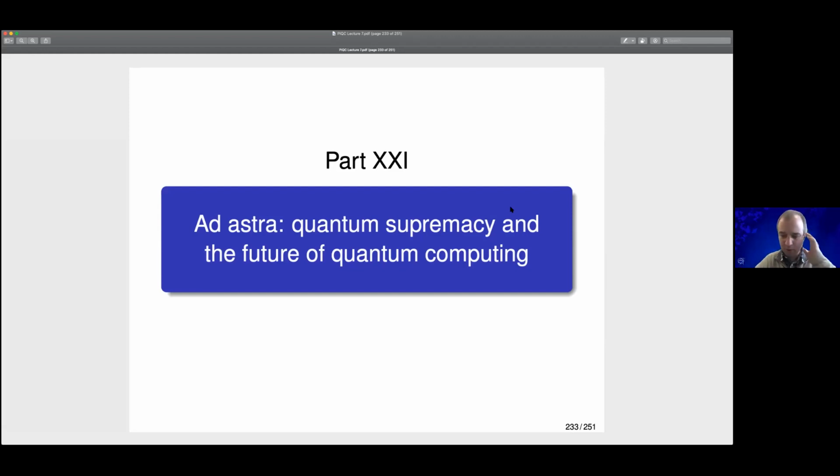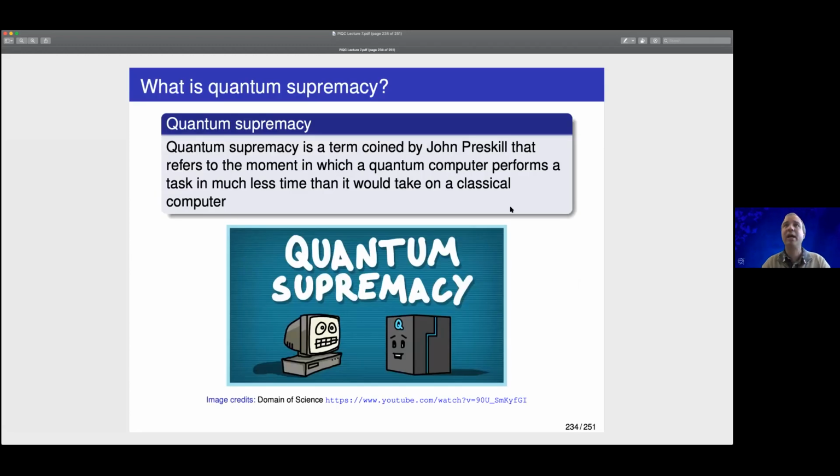Okay, so to finish, I would like to talk a little bit about where are we in quantum computing and what we can expect in the future. And to talk about what is the current situation, of course, we need to talk about what is quantum supremacy, what has been achieved, and what does it mean for practical quantum computing or for the near future or the near term of the field.